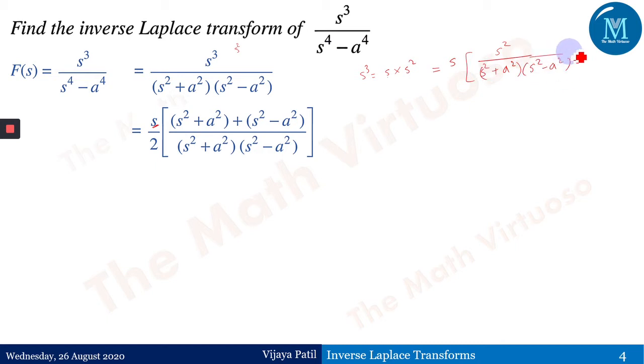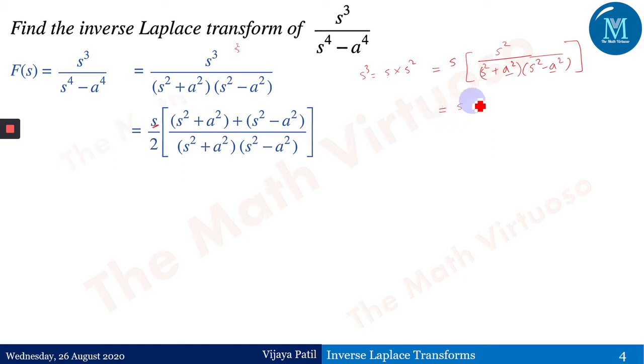into s square minus a square. Fine. And now if you observe this, I need to separate this denominator, or you can say the partial fraction, in such a way that the numerator of that partial fraction should give me s square. That means I am not interested in this a square present over here. So this a square and that a square should go off from here.